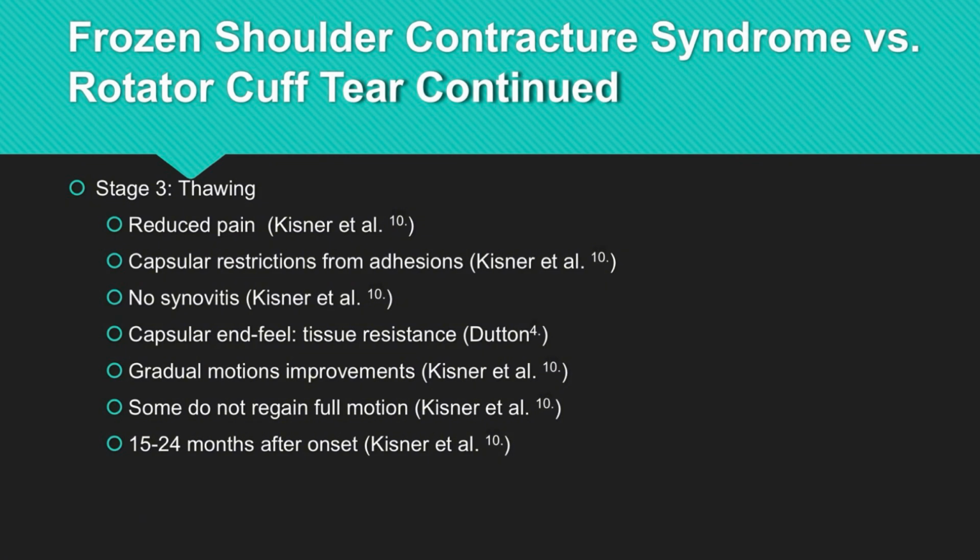And from what I read in Dutton, the end feel tends to be capsular due to tissue resistance. Motion does tend to improve, but some people don't get their full range of motion back, and this is anywhere from about over a year to 2 years after they've had the condition.